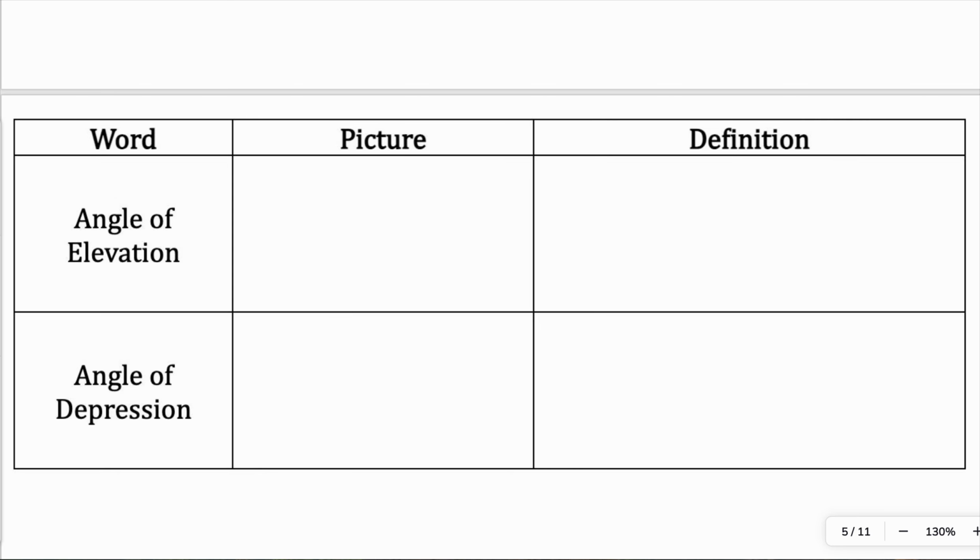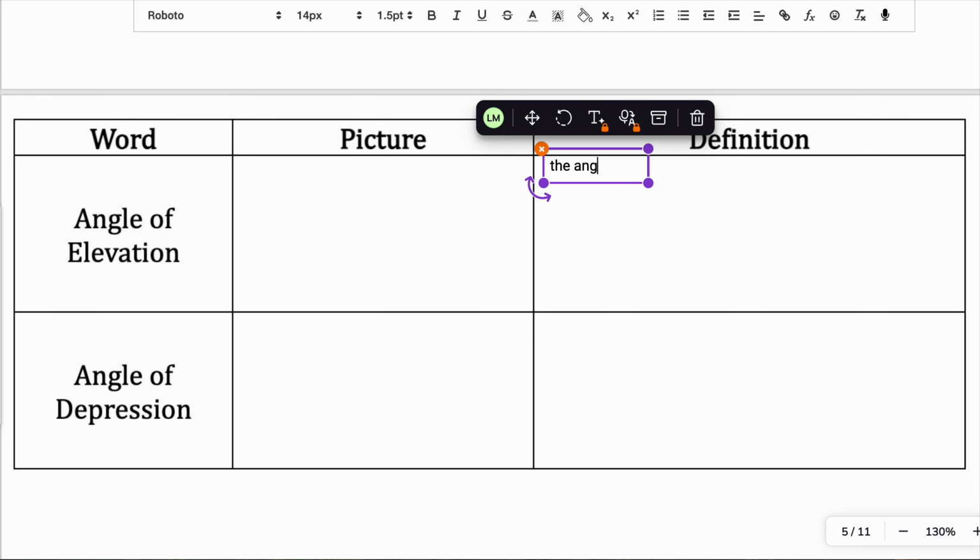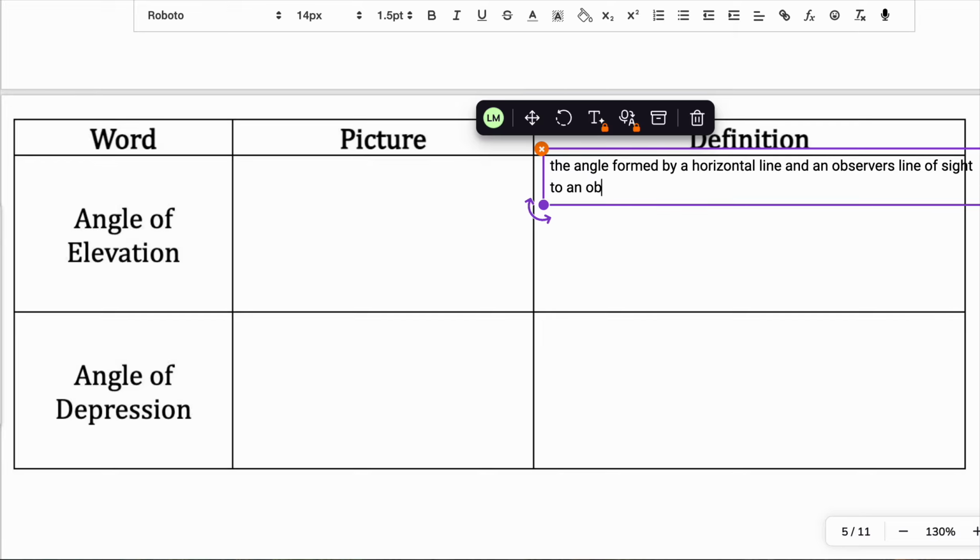So when we look at angle of elevation, I'm going to type this out because it's a little wordy. That is the angle formed by a horizontal line and an observer's line of sight to an object above the horizontal line.